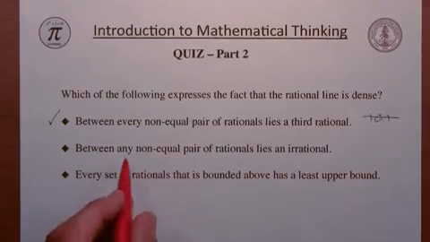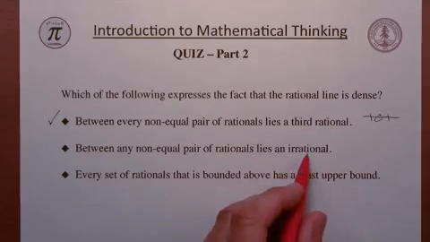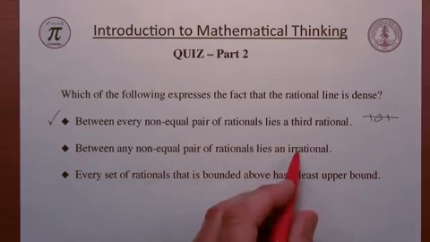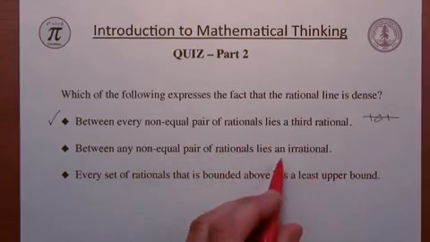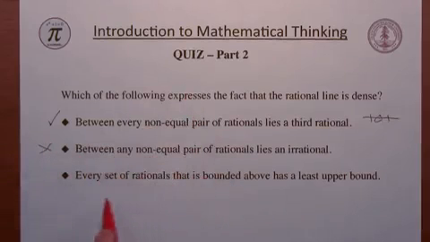The second one is actually true, but it doesn't express density. It doesn't express density because whether or not there is an irrational number between two rationals is sort of irrelevant. The question is about the rational line being dense. This is actually making a statement about the real line. So it's true, but actually irrelevant to the notion of density of the rational line. I mean, that one's true, but it's not the answer to the question.